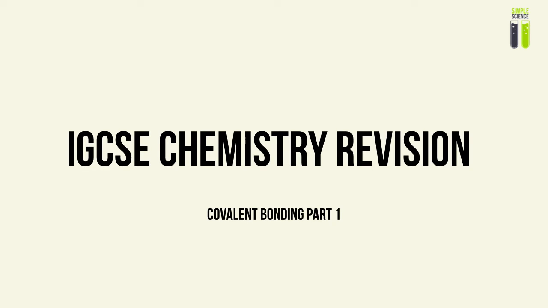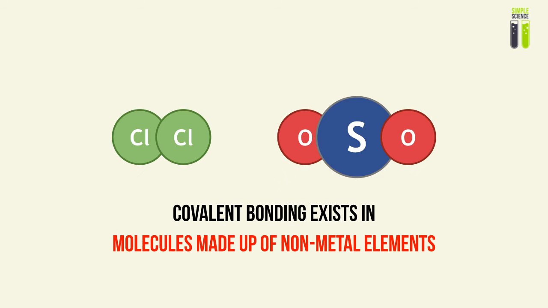In this video, we're going to talk about covalent bonding. It's part one of our two-part series on covalent bonding. Covalent bonding is a type of bonding, just like metallic bonding, which we talked about in the previous video, that exists inside molecules made up of non-metal elements, such as a chlorine molecule. There is covalent bonding there, and in a sulfur dioxide molecule, a more complex compound.